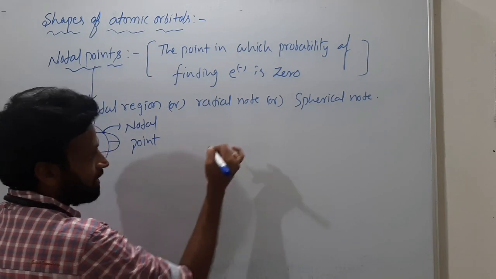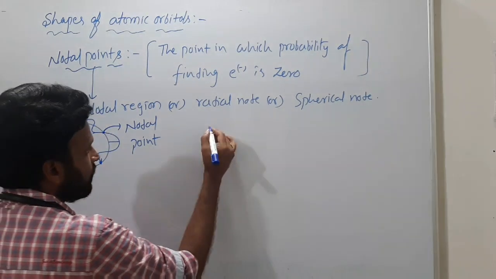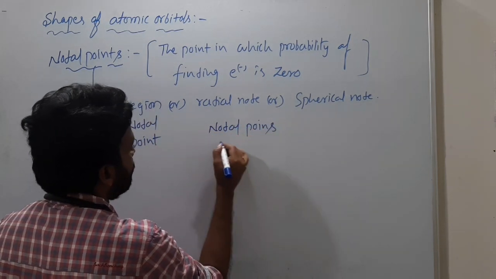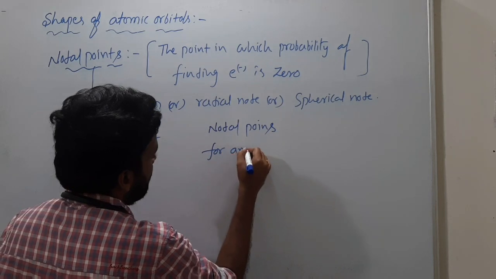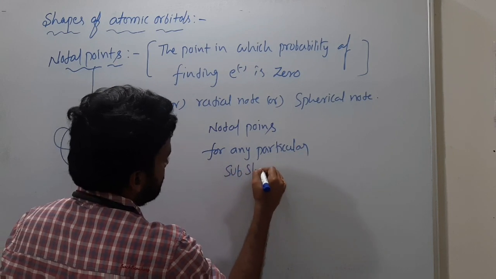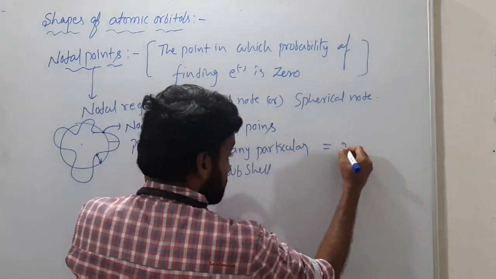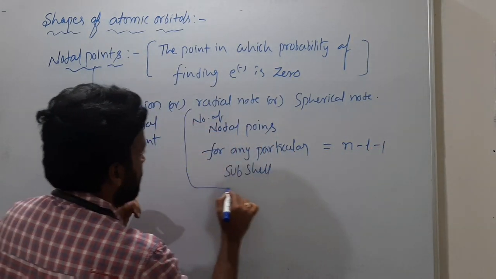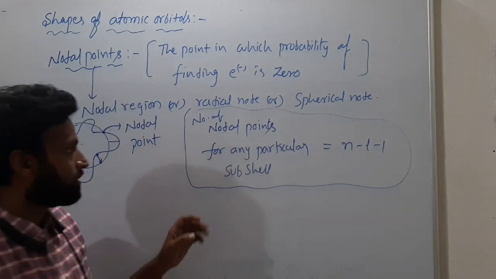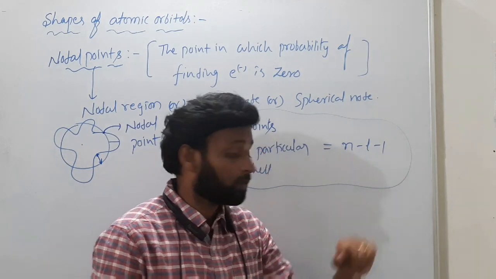For a particular subshell, there are orbitals. These are called subshells. For subshells, how many nodal points are present? The total number of nodal points for any particular subshell is given by the formula n minus l minus 1.